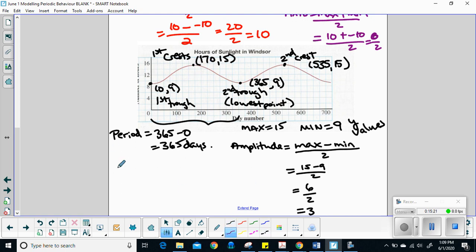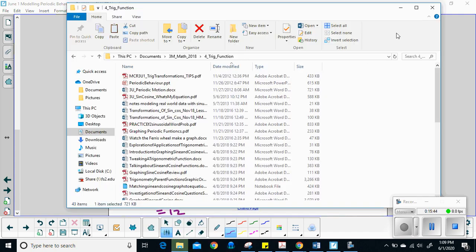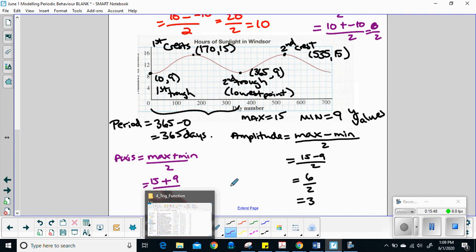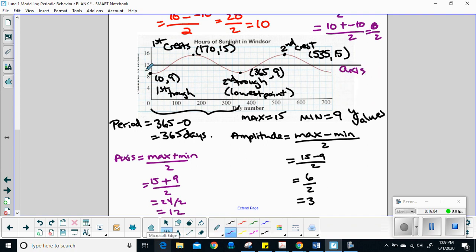My axis of equilibrium is going to be my maximum plus my minimum divided by 2. So my maximum was 15, remember? Plus my minimum, which is 9. Divide that by 2. What do you get? 24 divided by 2. So that's equal to 12. So at 12, I can draw a straight line, a nice horizontal line across at 12. And there's my axis of equilibrium. And then my amplitude here goes up 3, and my amplitude here comes down 3. So there's my amplitudes. Nice.